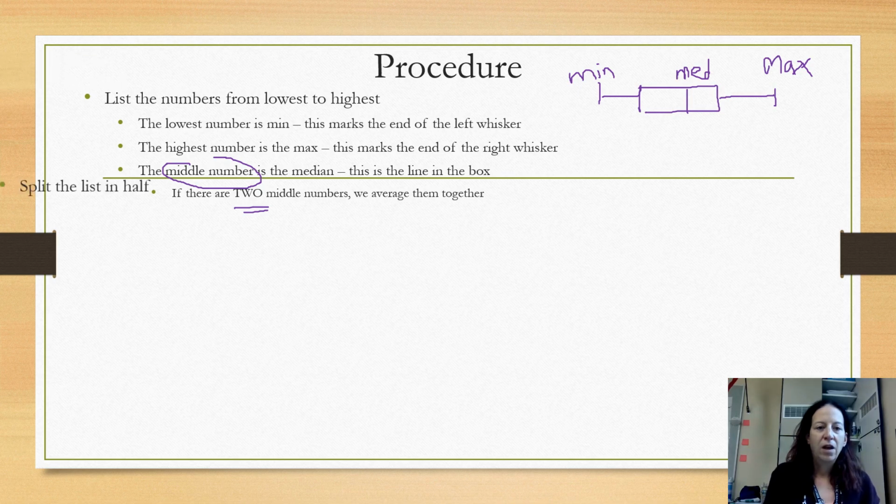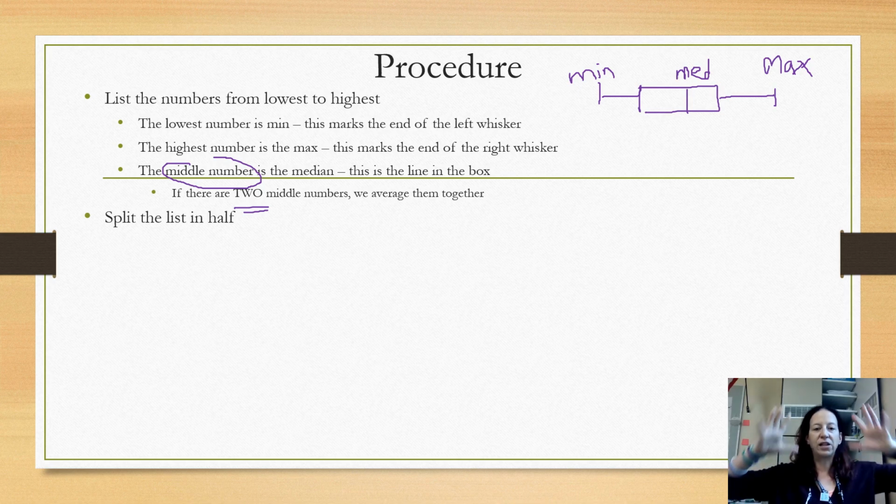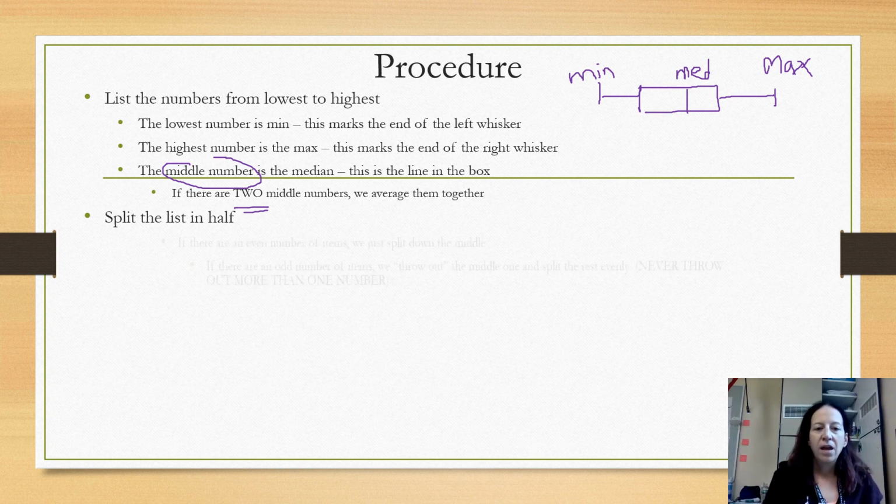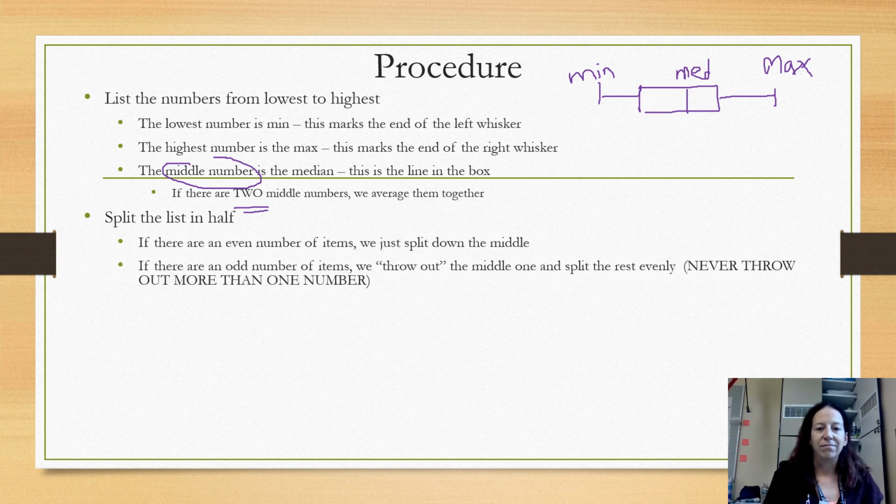So, all right, next you're going to split the list in half, which is convenient that you've just found the median, which is the middle number, because if you're going to split it in half, that's the place where you're going to split it. If there are an even number of items, so you actually have an even number of data values, you just split it right down the middle.